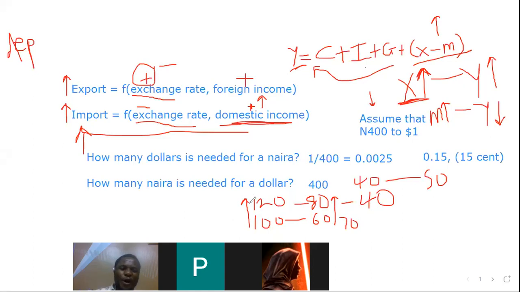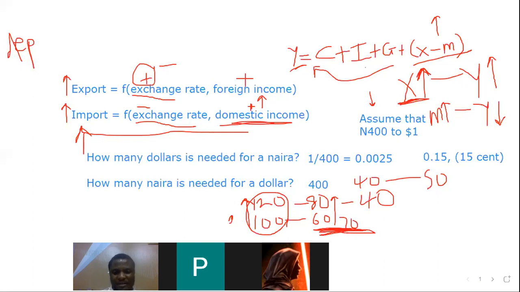50. So that means for exchange rate depreciation to be beneficial, the elasticity of export to changes in exchange rate must be more than the elasticity of import to changes in exchange rate. That is the Marshall-Lerner condition.